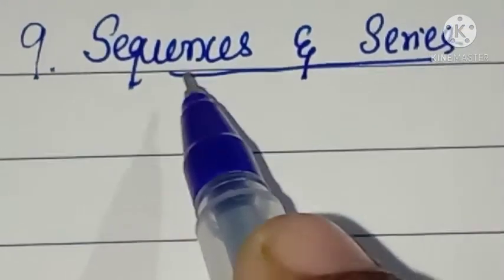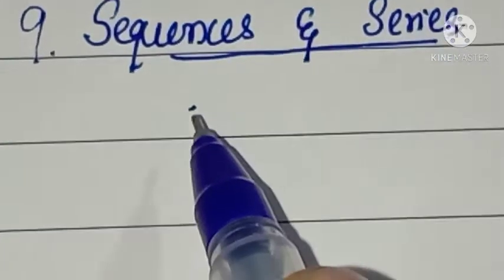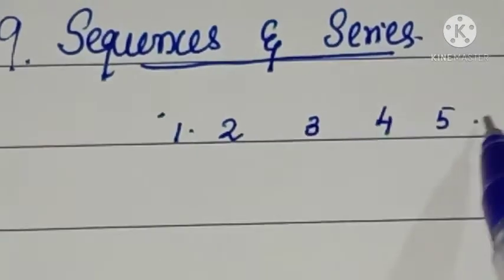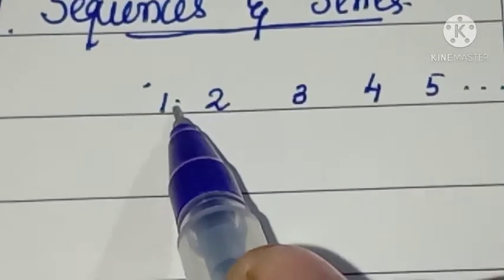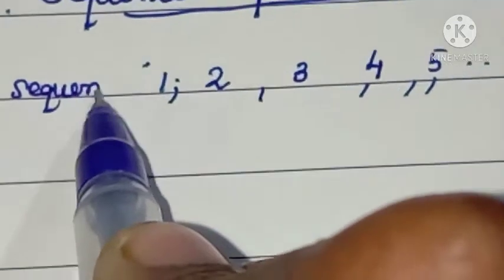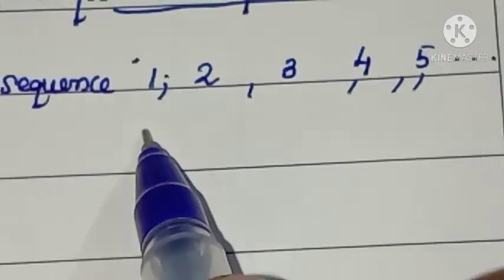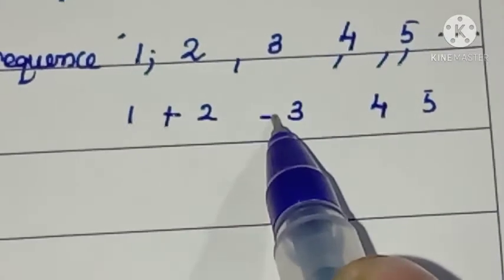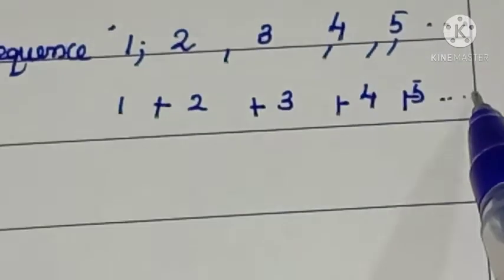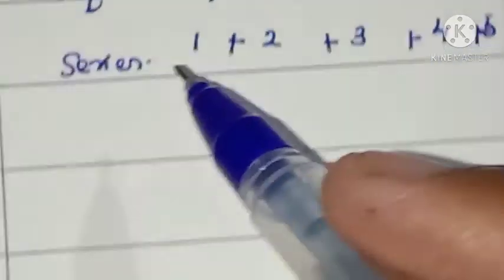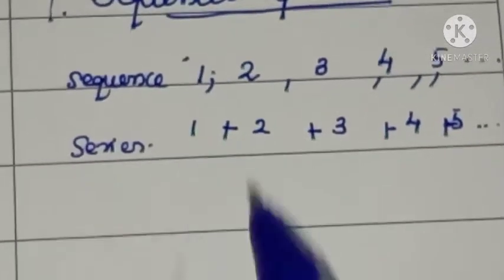Before that, what do we mean by sequence and series? Suppose we have some numbers 1, 2, 3, 4, 5, etc. These are natural numbers, and we separate these numbers by commas. Then this is a sequence of numbers. Suppose we separate these numbers using an operation, for example plus 1 plus 2 plus 3 plus 4 plus etc. Now this becomes a series. So this is the difference between a sequence and a series.